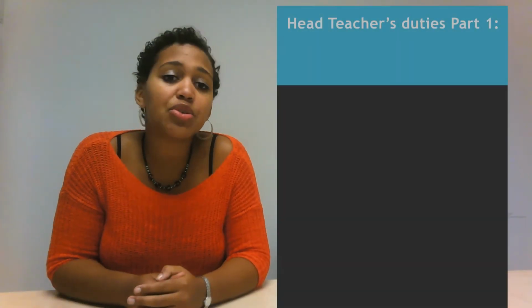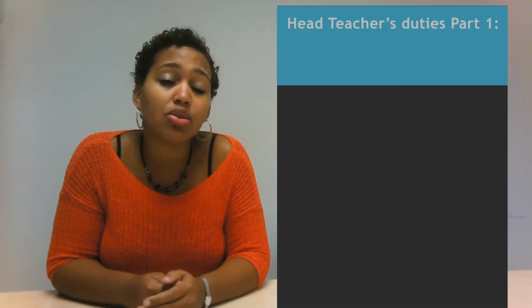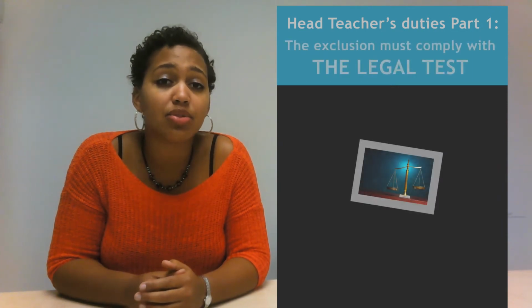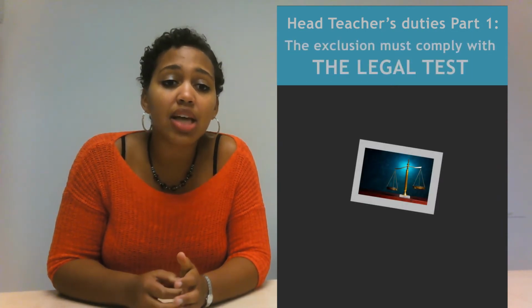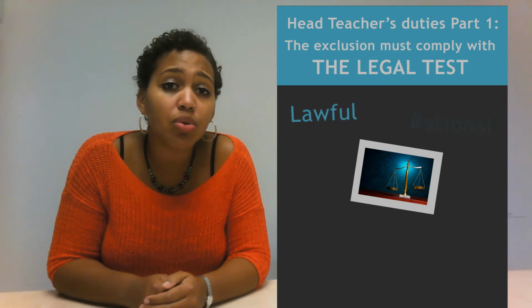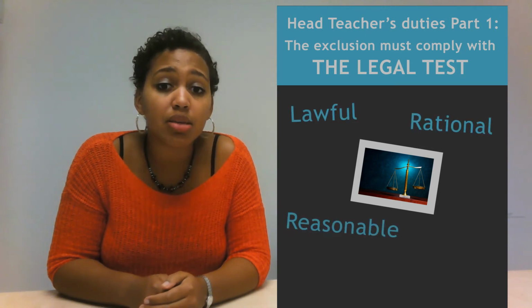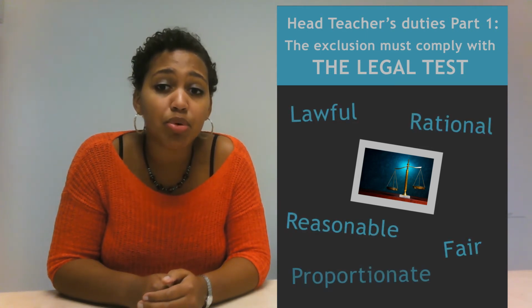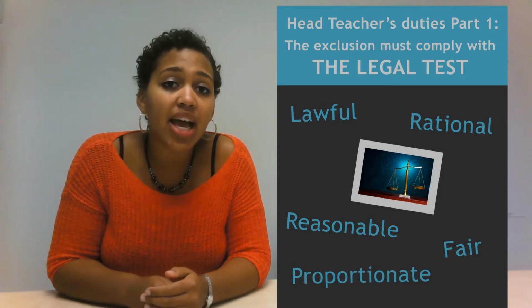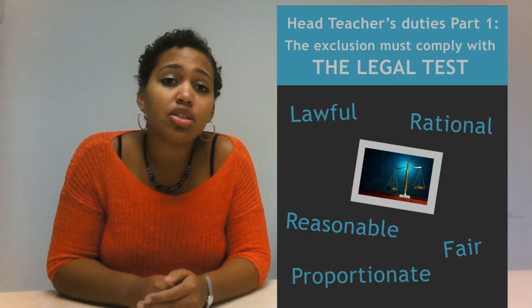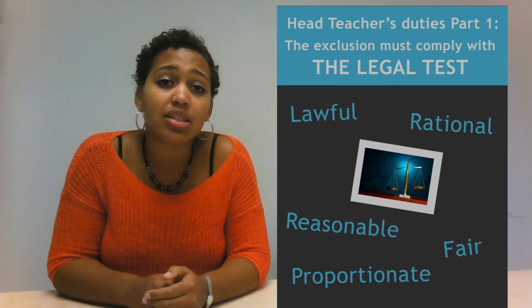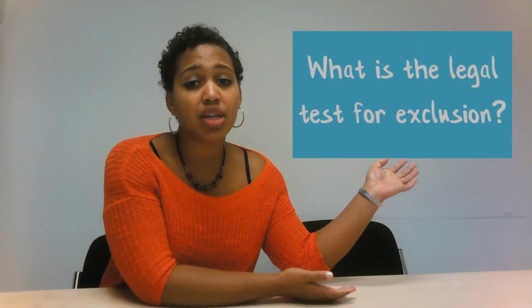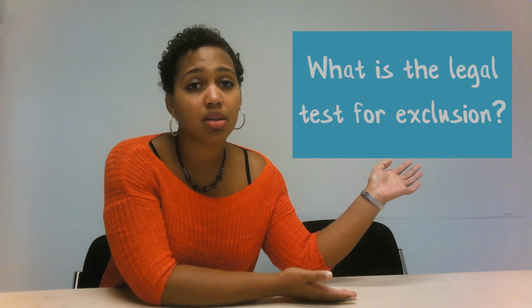Firstly, when the head teacher is making the decision whether or not to exclude, they must follow the legal test for exclusion. This legal test is that the decision must be lawful, rational, reasonable, fair, and proportionate. If it is not, that exclusion is unlawful. So you can't be excluded for a minor offence such as turning up late one time. This video has more detailed information on the legal test for exclusion.